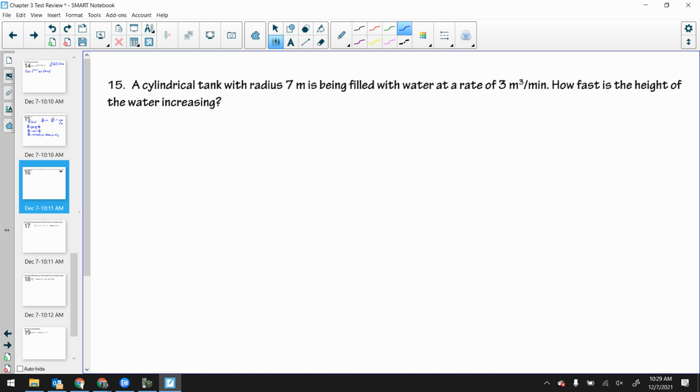I mean, that's such a cool problem. Like, we can actually calculate this. We're calculating the rate at which it's filling up. How cool is that? We've got this cylindrical tank, and it's just filling up with water, and we're calculating how fast the height is increasing. That's just so cool.